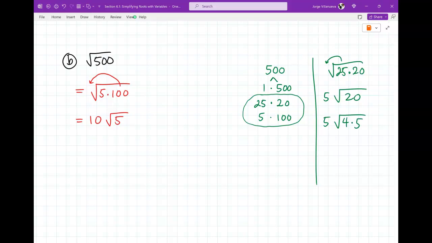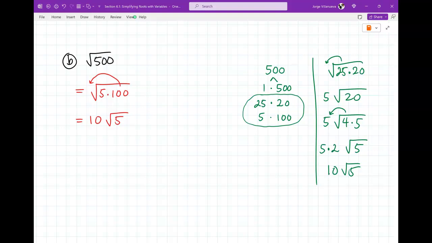The square root of 4 is what? It's a 2. So the 2 is going to go out. It's going to become 5 times 2, square root of 5, and 5 times 2 is 10. Are my answers the same for both of them? Yeah, but one required just more time.